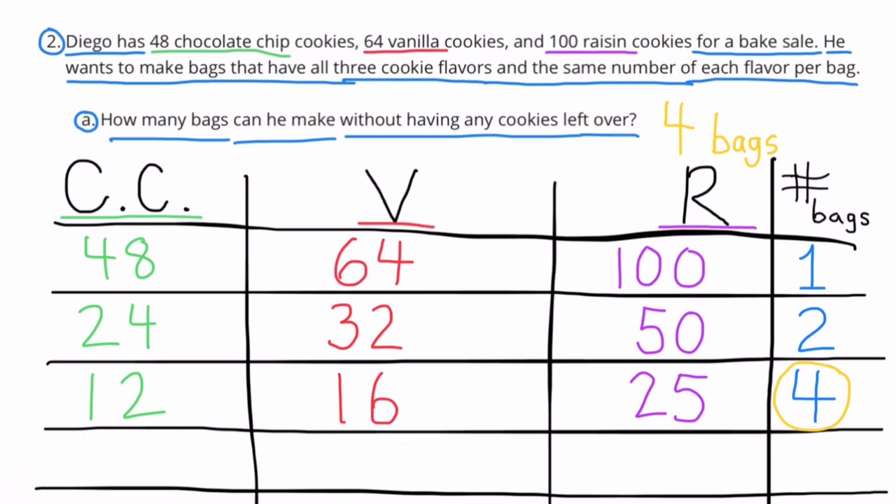48 chocolate chip cookies divided by 4 bags would be 12, 64 vanilla cookies divided by 4 bags would be 16, and 100 raisin cookies divided by 4 bags would be 25. Diego can divide all of his cookies between 4 bags without having any left over.